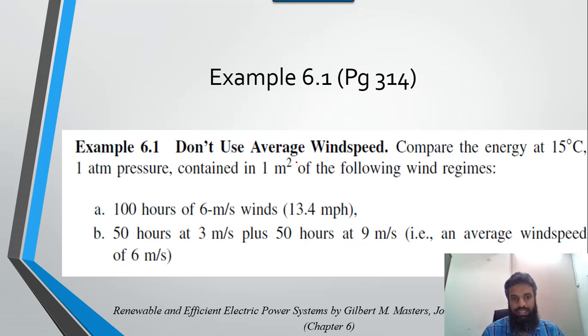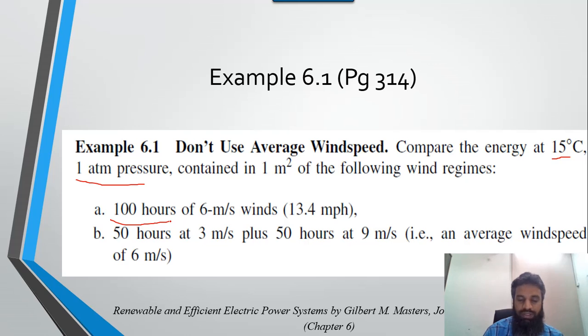So let's see an example. You will understand how we can convert the wind speed into energy. If you see the statement, compare the energy at 15 degrees. So the temperature is 15 degrees, 1 atmospheric pressure, and 1 meter square of the following wind regime. So we need to calculate the output of the wind energy. There are two different cases.